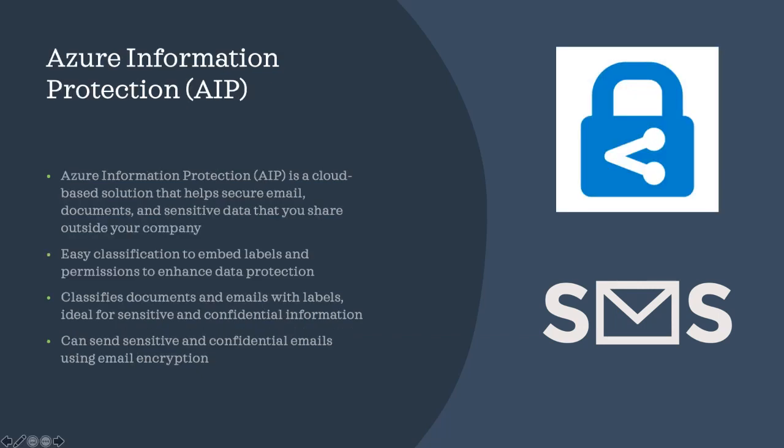So another service that you can get is called Azure Information Protection, or we call it AIP for short. That is just a cloud-based solution that helps secure email, documents and sensitive data that you share outside of your company. So it is something you might want to look at if you do send a lot of important or confidential information outside of your business, like legal companies, finance, or health.